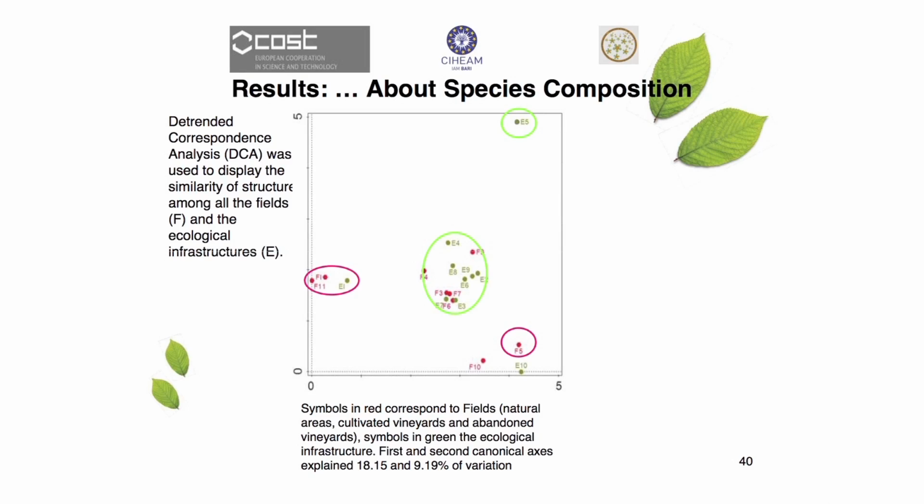Then we have a bunch here that is made of main ecological infrastructure, the values of the ecological infrastructure. This means that the patterns of flora composition are similar. They share the same kind of species in the same percentage in terms of contribution to the flora. And there are some other values, that is F5 and E5.